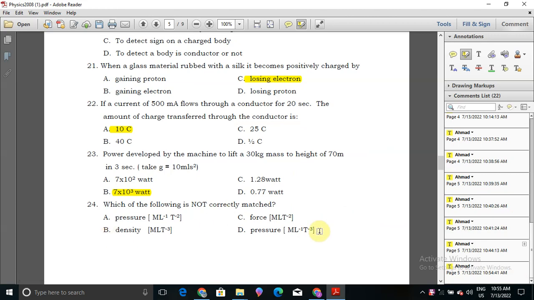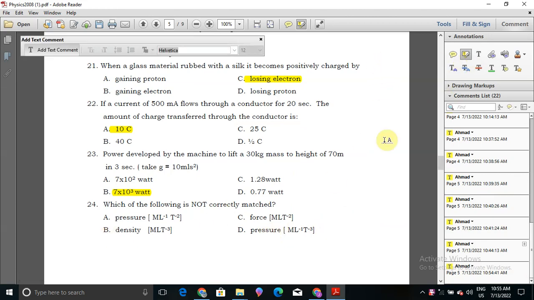Like for example here, pressure is equal to what? Is equal to force over area, right? Force over area. And force, its unit is Newton, right? And Newton is equal to what? Kilogram times meter per second square. So that means its dimension will be MLT to the power of negative 2.